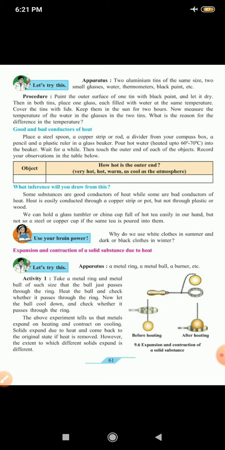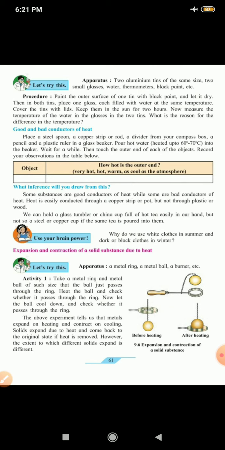Now, we can hold a glass tumbler or a china cup full of hot tea easily in our hand, but not so a steel or a copper cup if the same tea is poured in them. So got it? It's due to the substances which are good conductors and bad conductors.